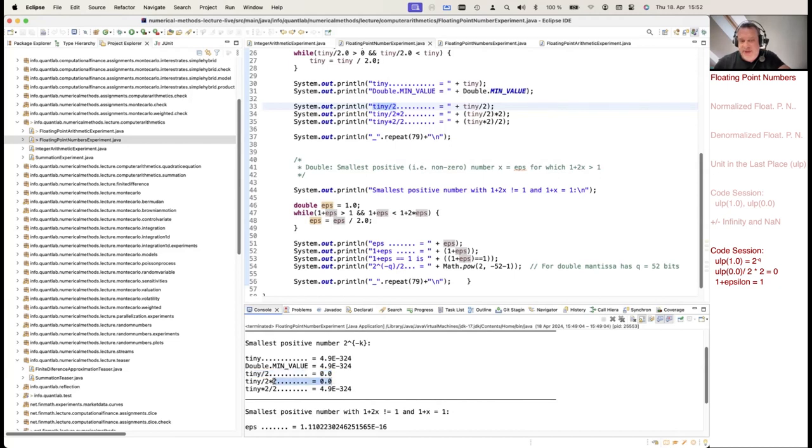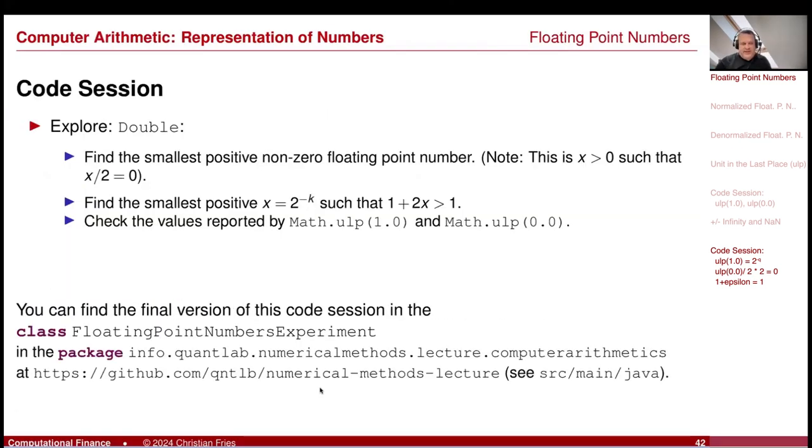If you then multiply this by two again, you get the zero. But if you reverse the operation, tiny multiplied with two divided by two, you get the correct result. All this code is here in our repository.